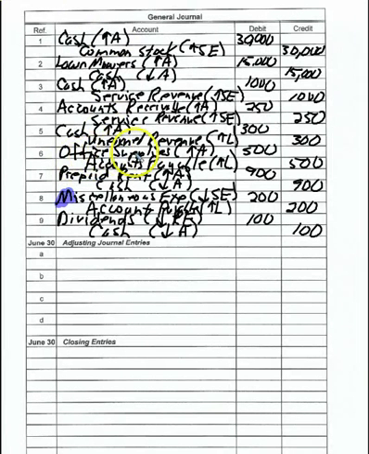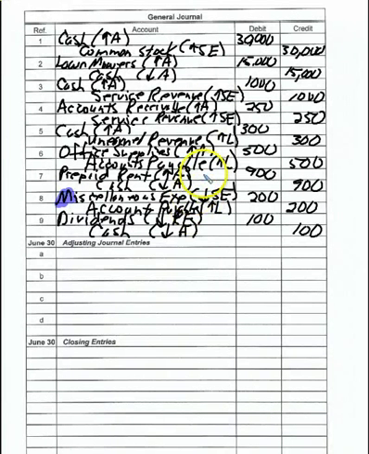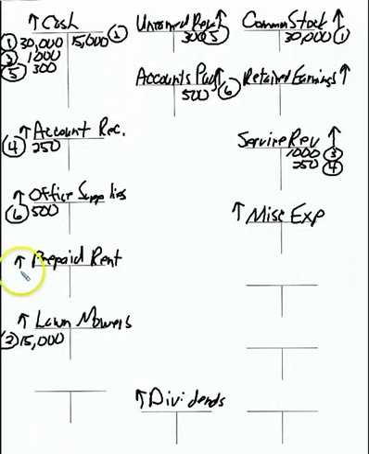Number 6, we debit office supplies, credit accounts payable, $500. So we debit office supplies and credit accounts payable, $500. Debit, credit. Number 7, we debit prepaid rent, credit cash, $900. So we debit prepaid rent, credit cash, $900. Debit, credit.